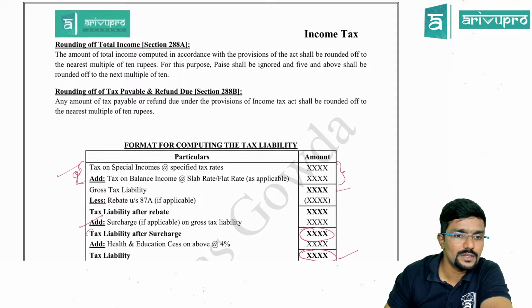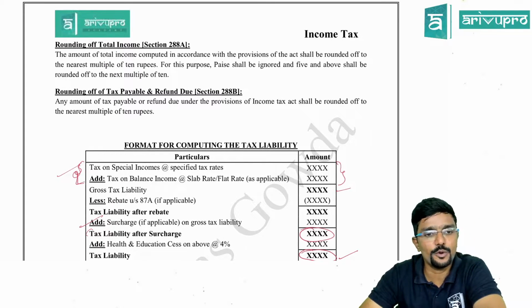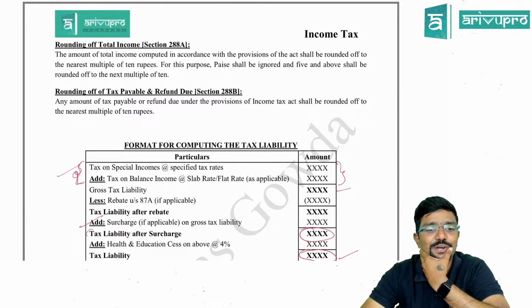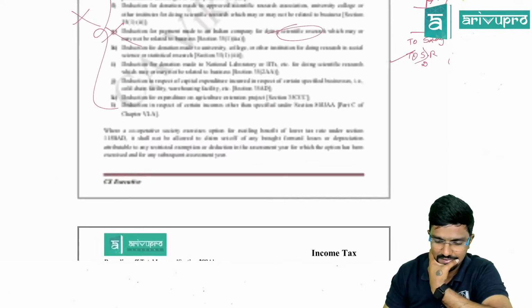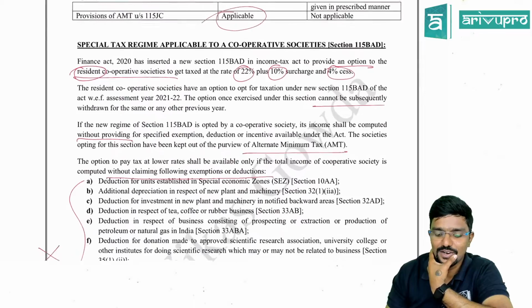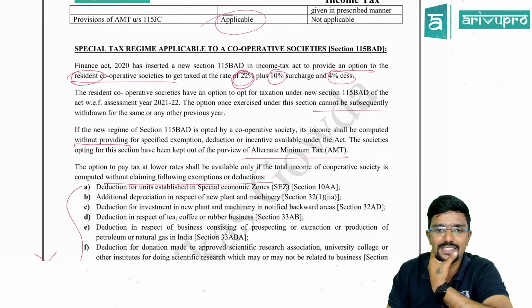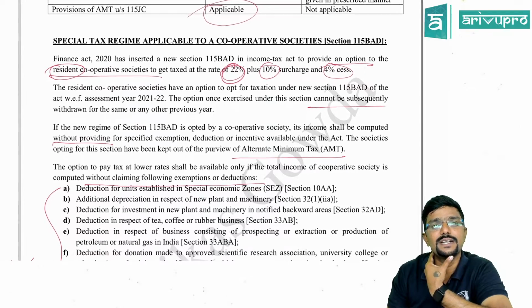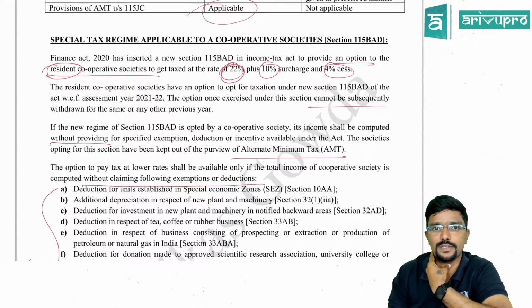Topic. Drishya. Sir, in the new scheme in the cooperative society, what are the slab rates? There is no slab rate. The rate itself is fixed. It's a flat rate, 22%. That is what we discussed. There is no slab rate. 22% is a flat income tax rate plus surcharge always 10% plus health and education cess also always 4%.